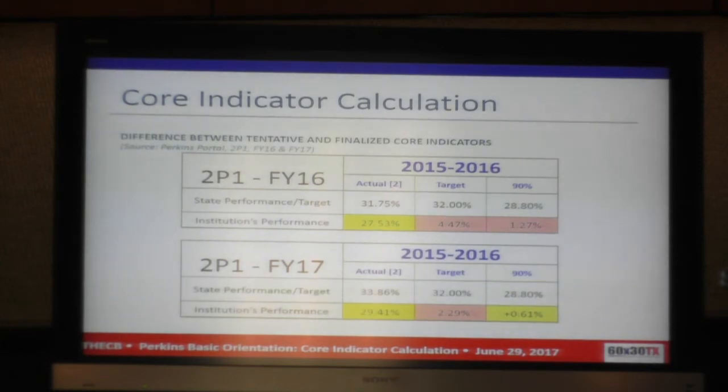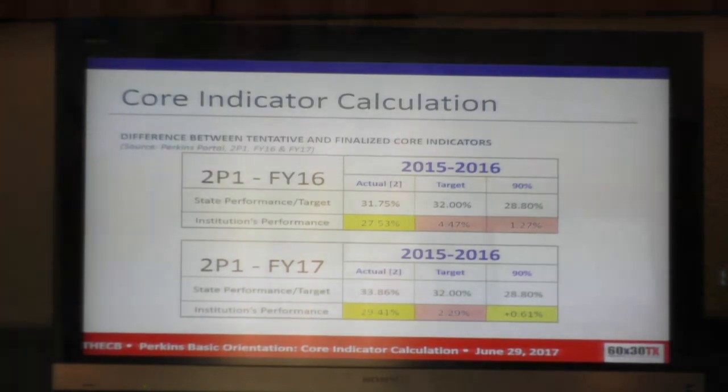The tentative data for 2015-16 for 2P1 showed this institution not meeting core indicator 2P1. It missed it by 1.27%. Do you see that? When we got the finalized data uploaded in the spring, after we submitted the CAR in December, it had come over that 90% line. If they met the other two core indicators, they were eligible for reallocation. Now, I should say it could go the other way, but you certainly don't want to miss out on funds that you would have been eligible for. And that is what I can tell you in brief overview about how the core indicators are calculated.